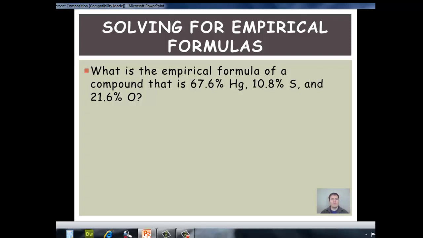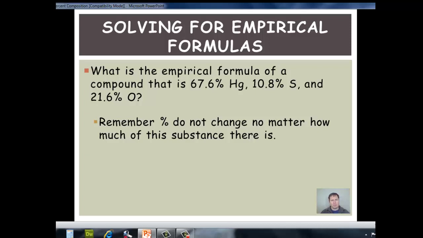Okay, well, the thing to remember is no matter how much of this substance we have, whether we have 1 gram, 10 grams, 100 grams, 10,000 grams, the percent does not change. It's always going to be a fixed percentage. Okay, so we can use that to our advantage. If we're not given an amount, let's just assume there's 100 grams. Okay, because what does a percentage mean? It means what out of 100.